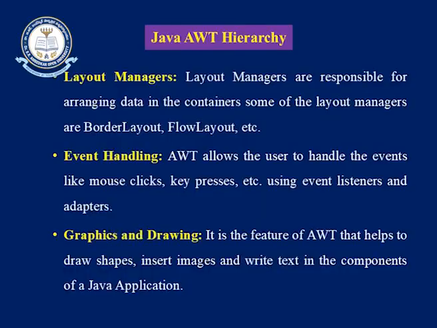Next one is event handling. What is meant by event handling? AWT allows the user to handle events like mouse clicks, key presses, etc. An event means an action performed while clicking a button. Suppose you press a button on the keyboard, then an action occurs. Suppose you press the button A, so A will be displayed on the monitor, meaning the character A is displayed on the monitor. That is the event. So what is the action here? Displaying the letter A on the monitor.